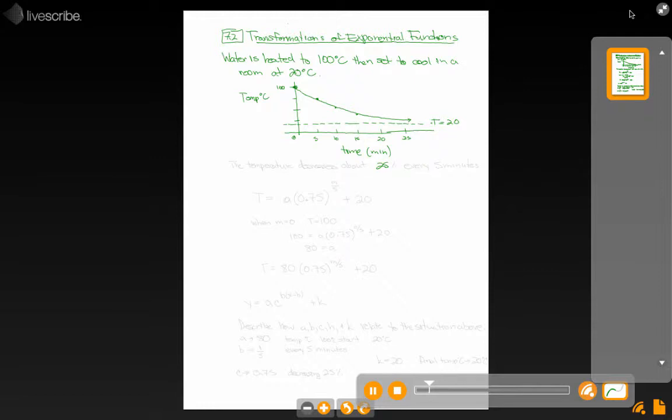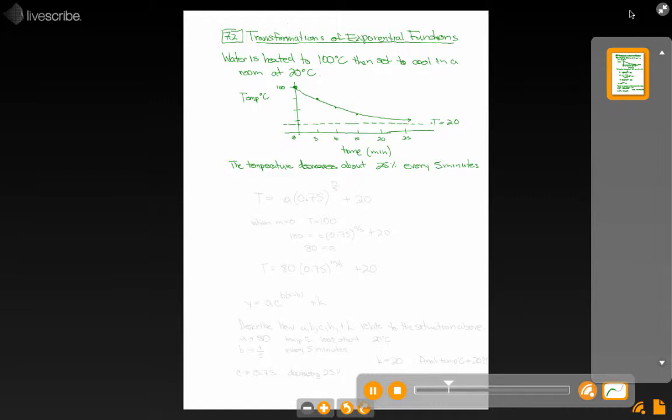We're also told in the question that the temperature decreases about 25% every 5 minutes. In some previous examples, we've seen bacteria populations growing exponentially. We've seen radioactive materials decaying exponentially. And again, the exponential model is just that. It's a model. For this example especially, the graph is approximately the shape of an exponential curve. And so we can come up with an equation that fits it.